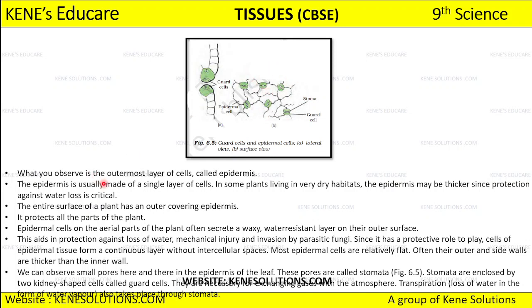Okay, so what you observe is the outermost layer of the cell, and the outermost layer of the cell we call epidermis. Okay, now ये जो epidermis है ना, that is usually made up of a single layer of cell. Epidermis किससे बनता है, एक single layer of cell से बनता है, and in some plants which are living in dry habitat, कौन से, some plants जो dry habitats में रहते हैं उनका epidermis is going to be thicker. Okay, because protection against water loss is critical.